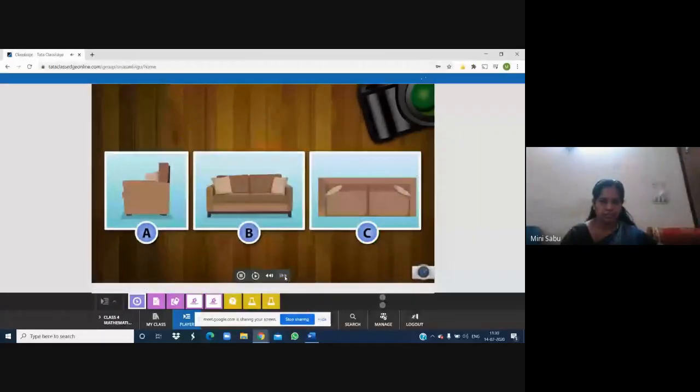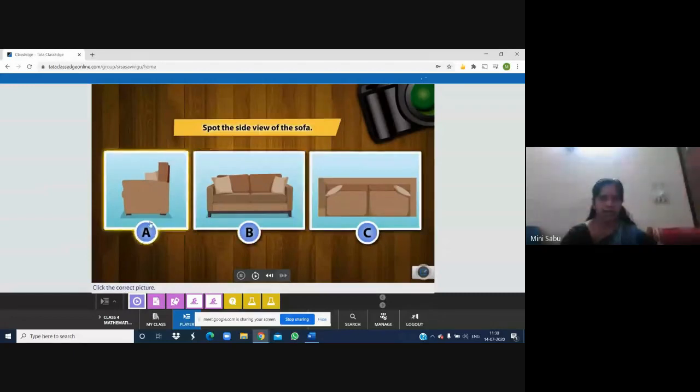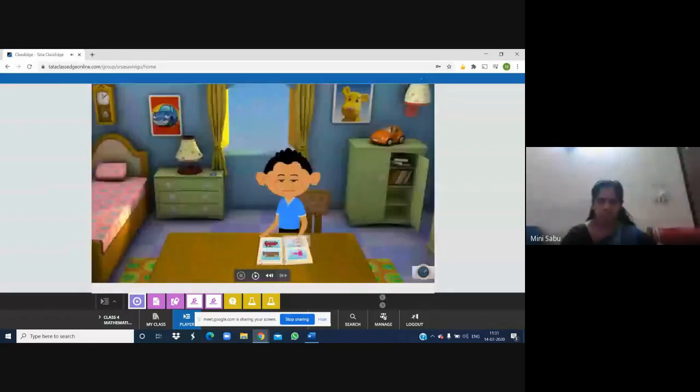Look at these pictures of a sofa. Which among them is the side view? Click the correct picture. Children, which one do you feel? This is the front view, definitely. This is the top view. Let us take this one and see. Excellent. This is the side view of the sofa. Pasha is arranging all his pictures in an album. He can't wait to show his album to his friends.